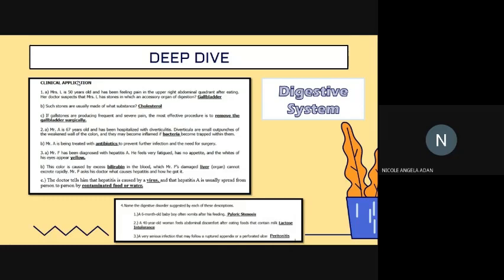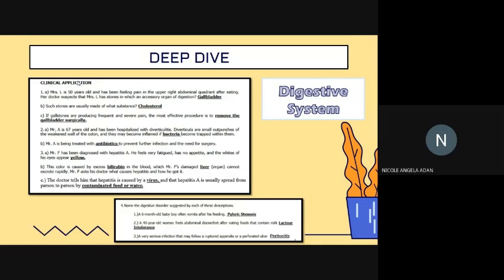Mr. F asks his doctor what causes hepatitis and how he got it. Number 3C, the doctor tells him that hepatitis is caused by a virus and that hepatitis A is usually spread from person to person by contaminated food or water.